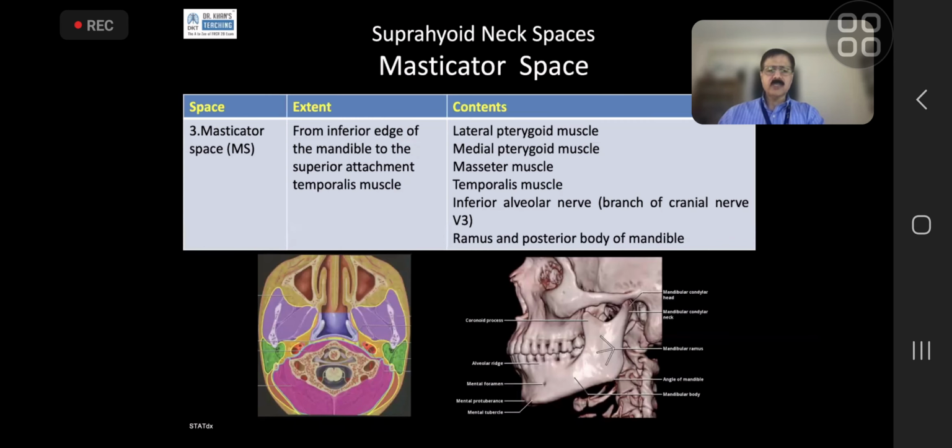Now, what is masticator space? Masticator space is an exam space. It is very important. By definition, masticator space is the space surrounding the mandible and the muscles of mastication. And please remember, it goes and touches the base of skull. And that is why it becomes extremely important.